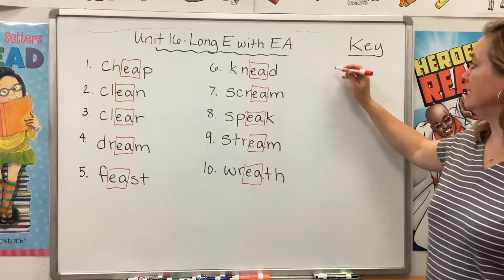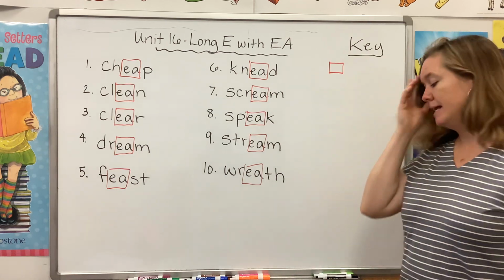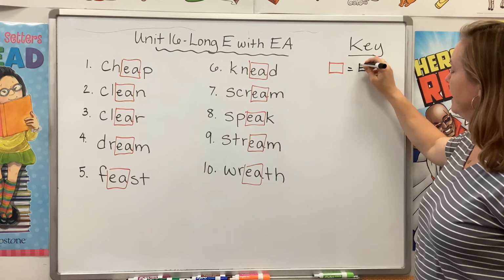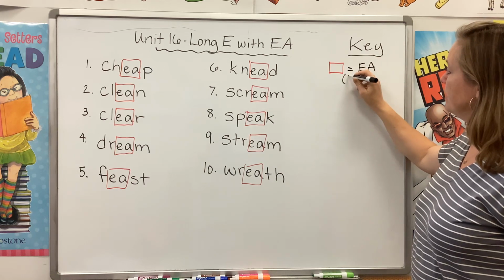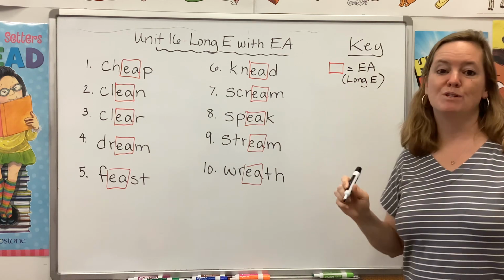Okay, in our key, red box equals EA, and that is going to make a long E sound.